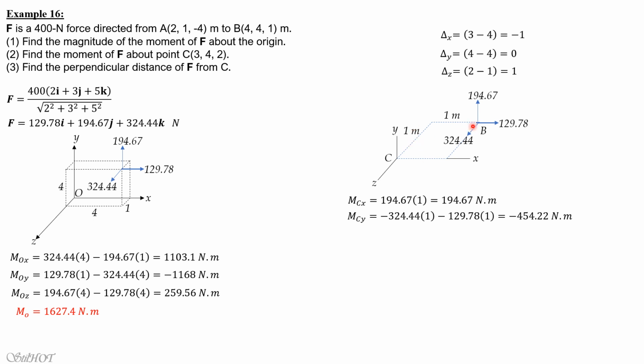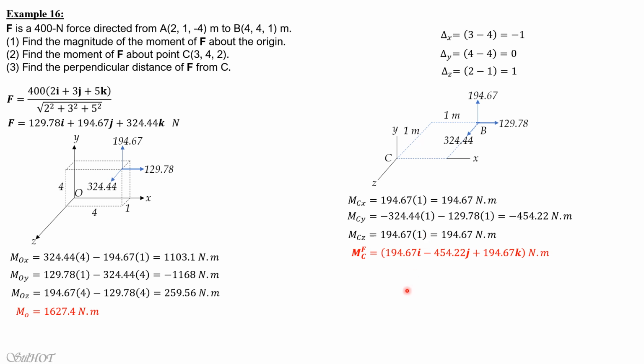If you look at the sense, it's the same sense as the right thumb rule. So 194.67 times 1, 194.67 Newton meter, is MCz. Therefore, in vector form, M sub C is 194.67 i minus 454.22 j plus 194.67 k Newton meter. So that's the answer for the moment of F about point C.